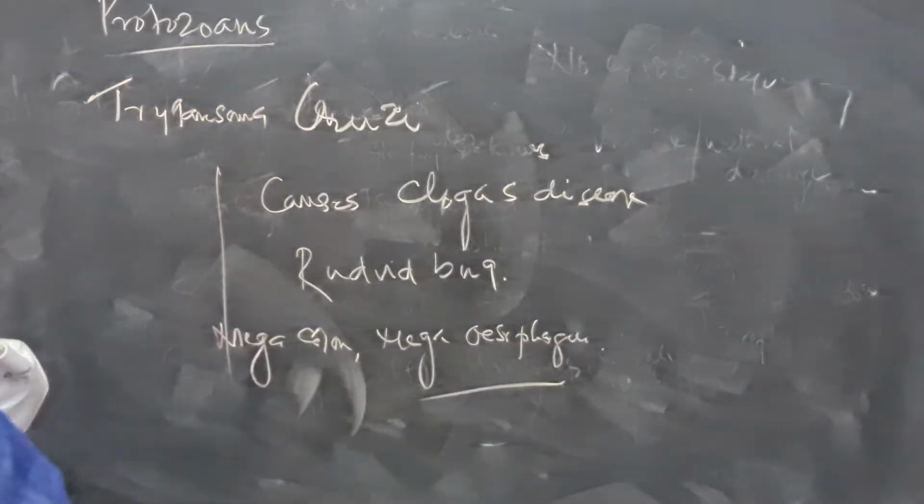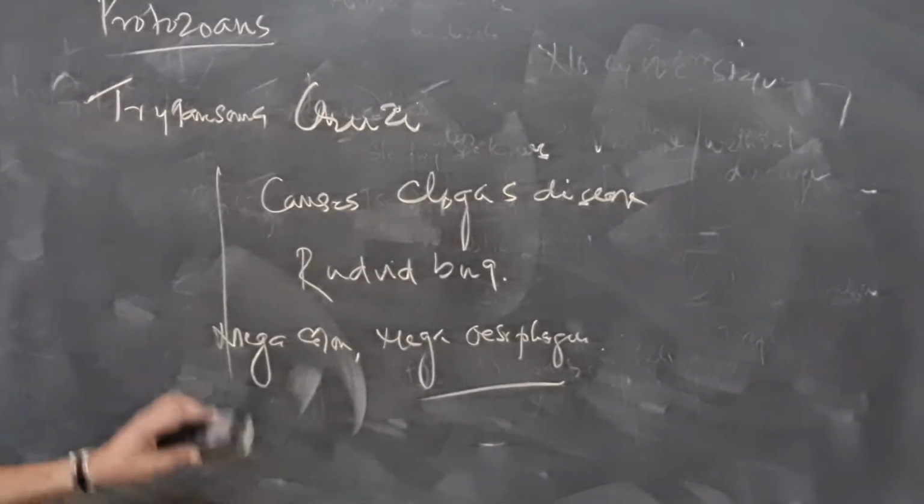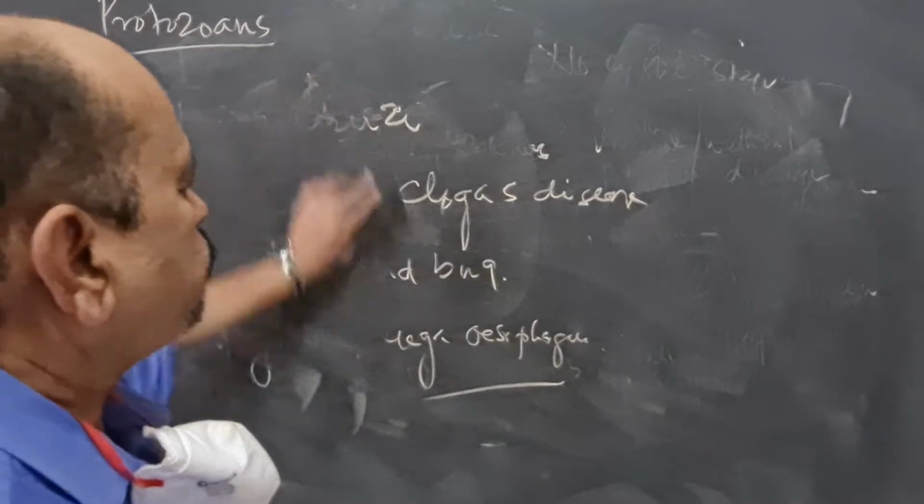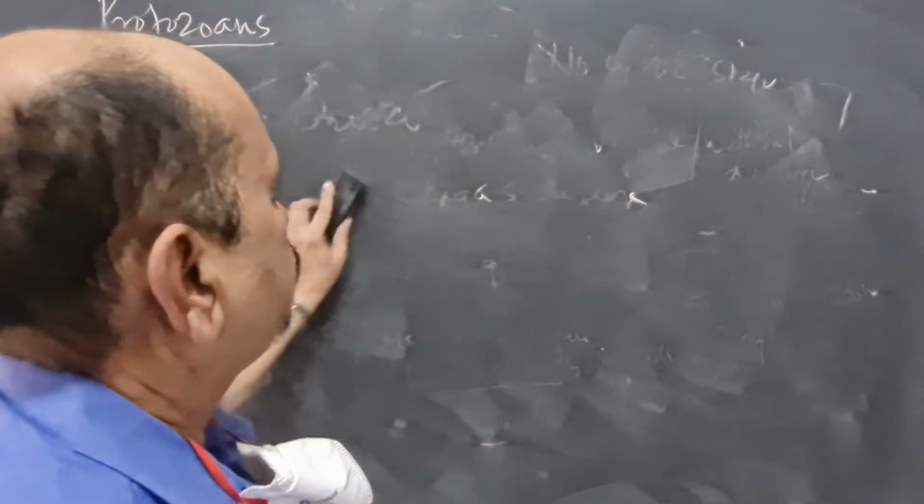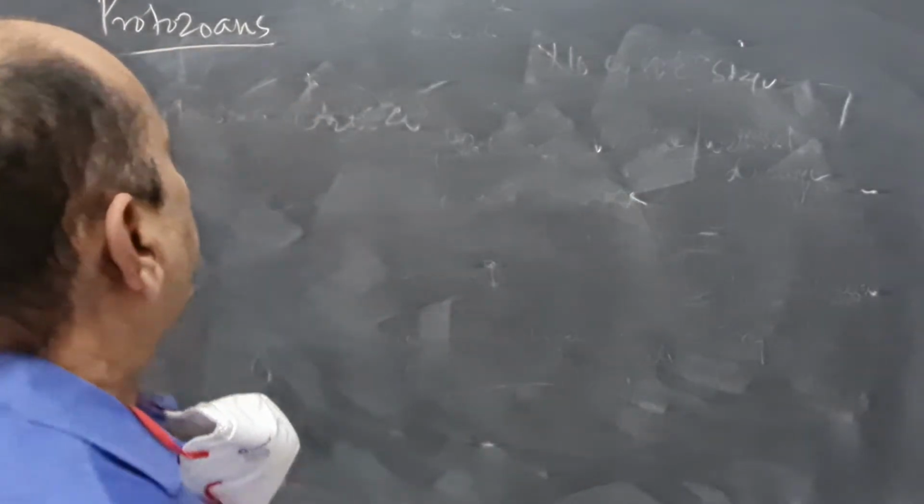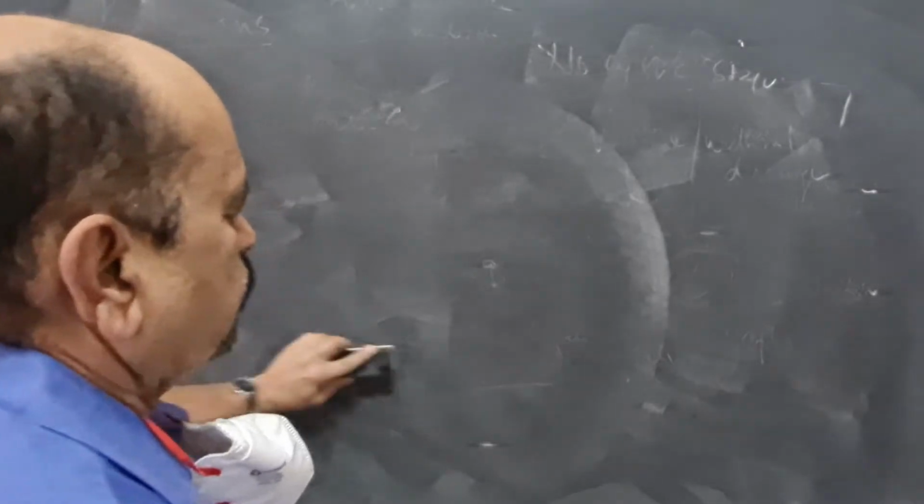So remember about this Trypanosoma cruzi, Chagas disease, reduviid bug, which causes megacolon, megaesophagus, and everything is big. So moving on to the next: last time I told you about the parasite which causes malaria.